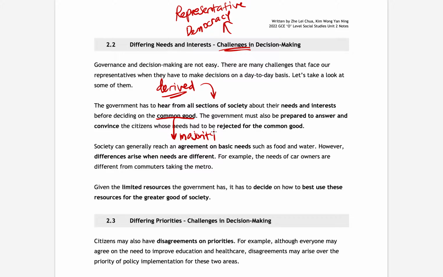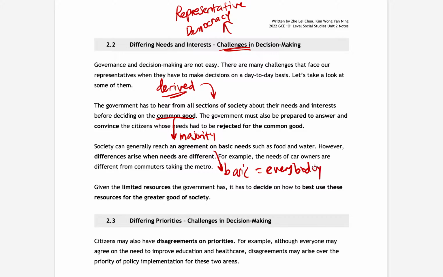Okay, and of course we cannot satisfy everybody, right? So the government also needs to come up with a good answer for why some citizens' needs had to be rejected for this common good. Okay, so differing needs and interests, the first challenge comes with this: we can agree that everybody needs food and water. Okay, so these are basic, so everybody needs it.